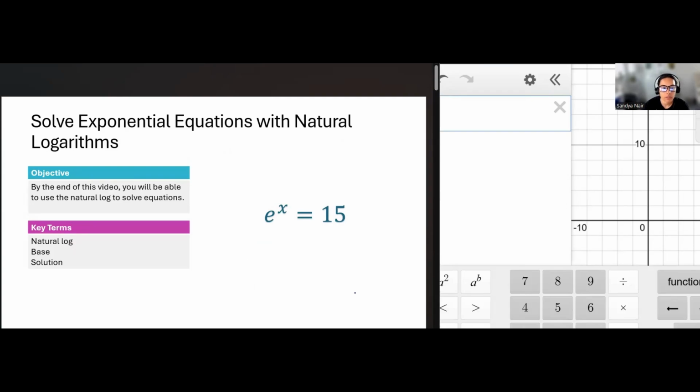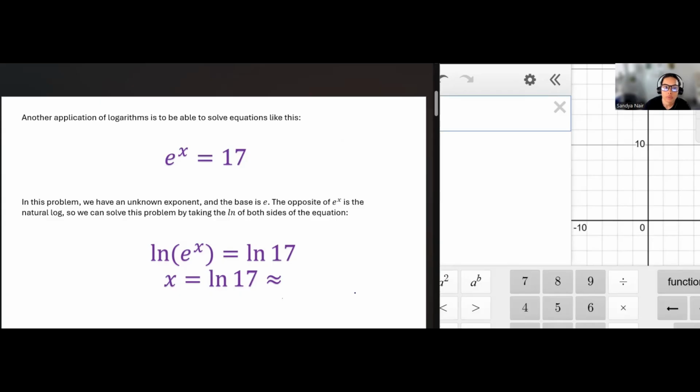In this video, we're going to talk about how to solve exponential equations with natural logarithms. So another application of logarithms is to be able to solve equations like e to the x equals 17. So in this problem, notice we have an unknown exponent and the base is e.